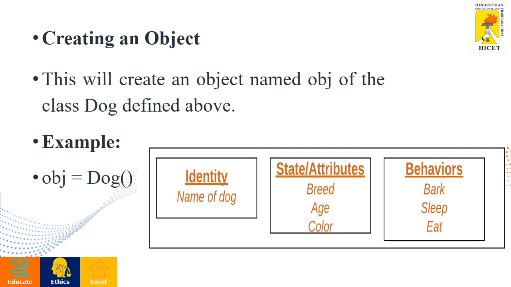Creating an object. This will create an object named obj of the class defined above. Here Dog is the class name, followed by open and close brackets. It creates the object that will be assigned to the variable obj on the left hand side. So obj is now an object, an instance of the class Dog. It consists of all the data and methods defined inside the class Dog. So here identity is the name of the dog, state is the attributes, breed, age, color, and bark, sleep, eat are the behavior of the object.